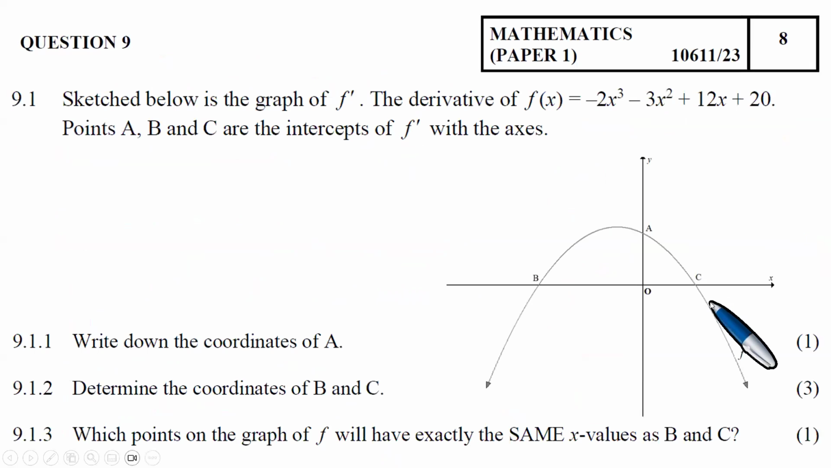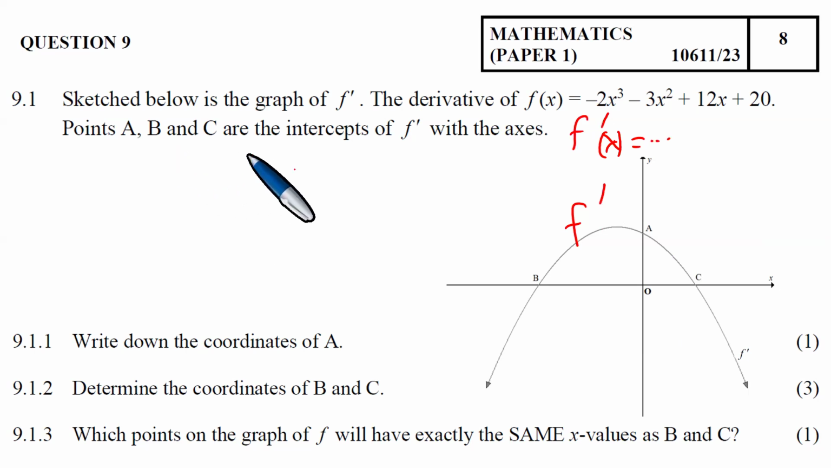Question 9. Sketched below is the graph of f primed. Determine the derivative of f of x. Or rather, they're saying the derivative of f of x equals minus 2x cubed minus 3x squared plus 12x plus 20. Okay? So sketched below is the graph of what? Of f primed. So they found f primed, and then they sketched the graph.